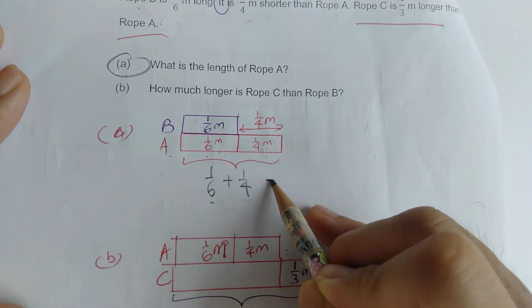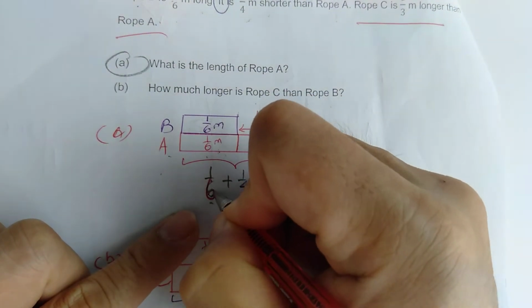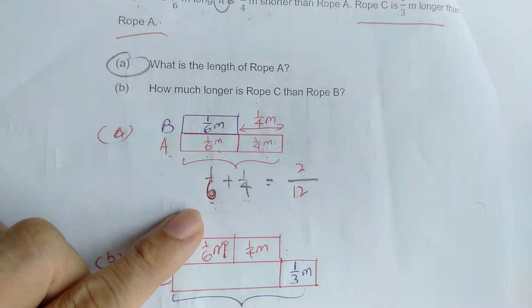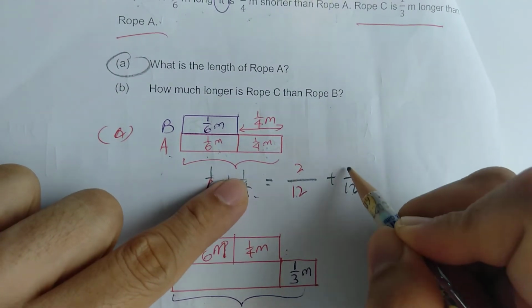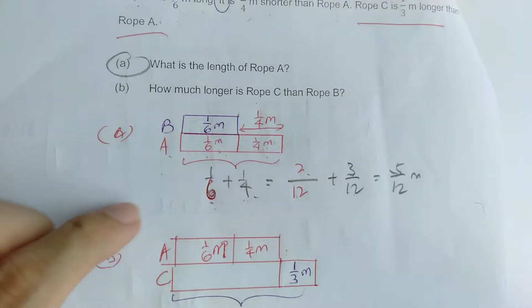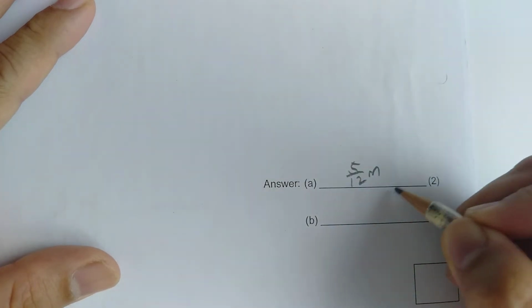Denominator is not the same, I make it the same. Let's change this 6 into a 12. 6 times 2, 12. 1 times 2, 2. Let's change the 4 into a 12. 4 times 3, 12. 1 times 3, 3. I add them together and get 5/12 meter. So for part A, don't forget your units. 5/12 meter is the length of A.